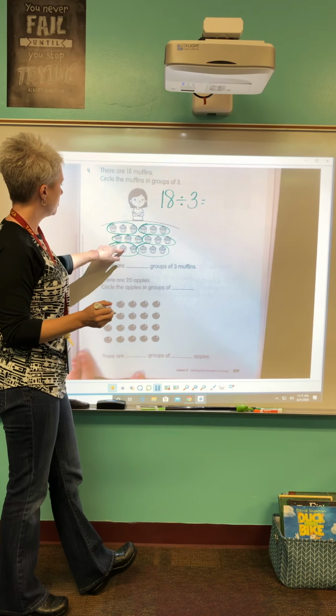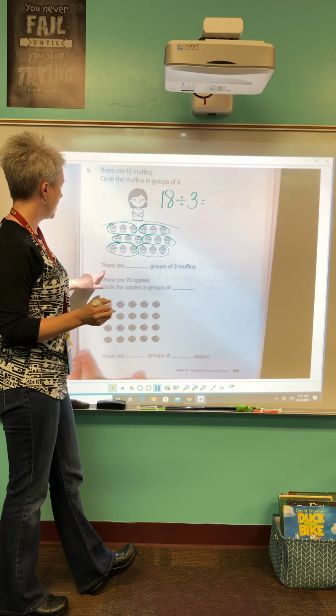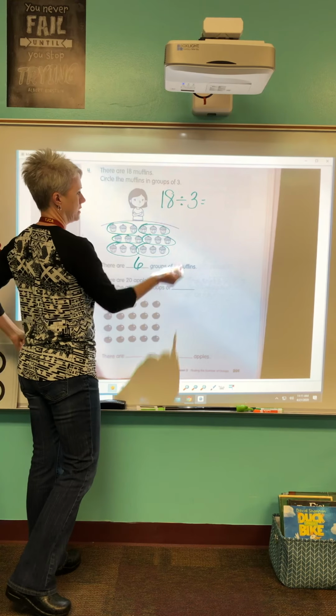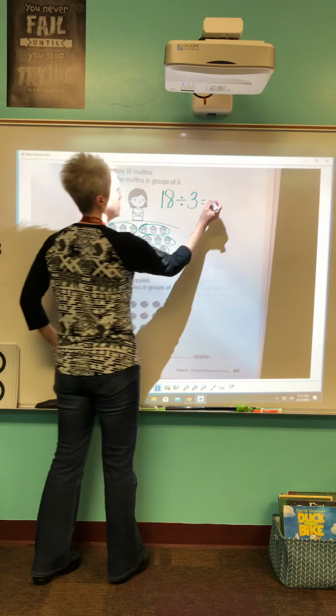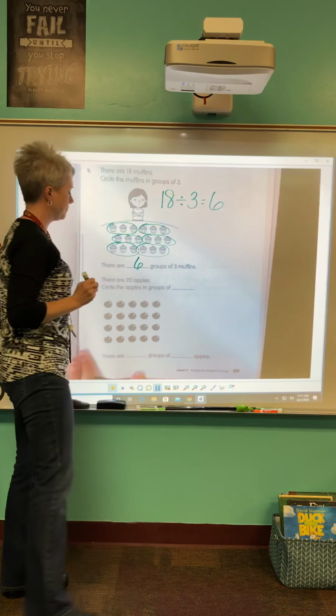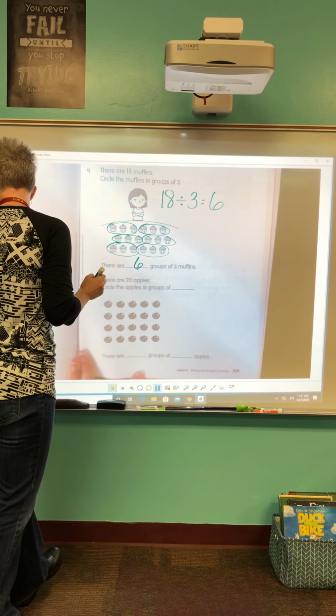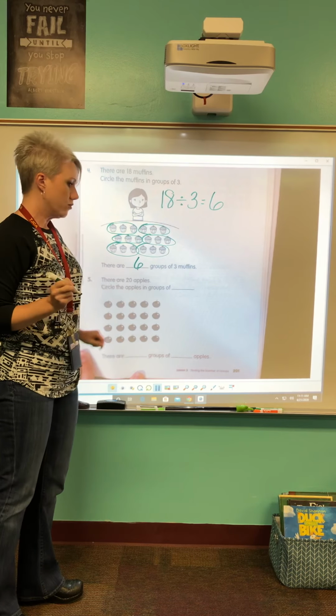1, 2, 3, 4, 5, 6. There are 6 groups of 3 muffins. So 18 divided by 3 is 6. All right, moving right along, guys. This is our last one for today.